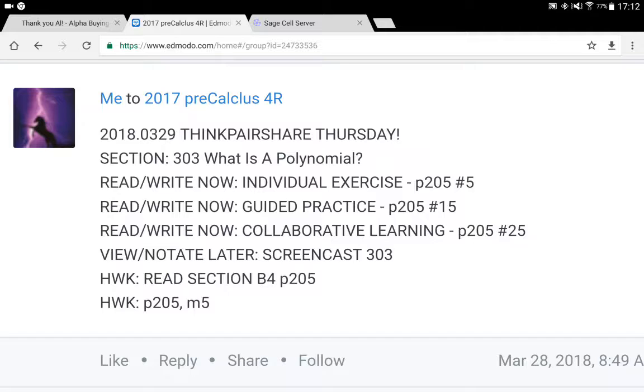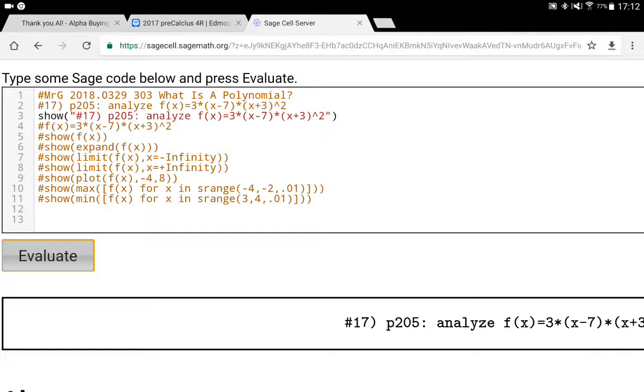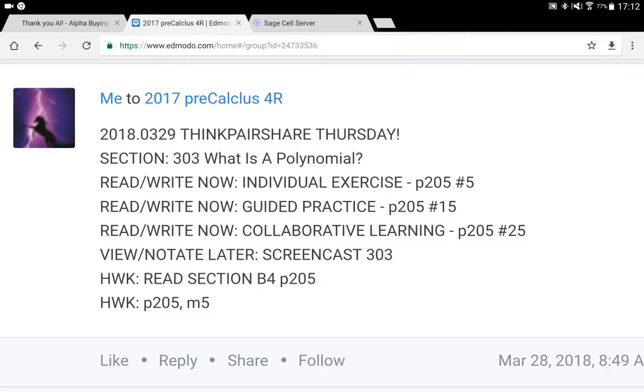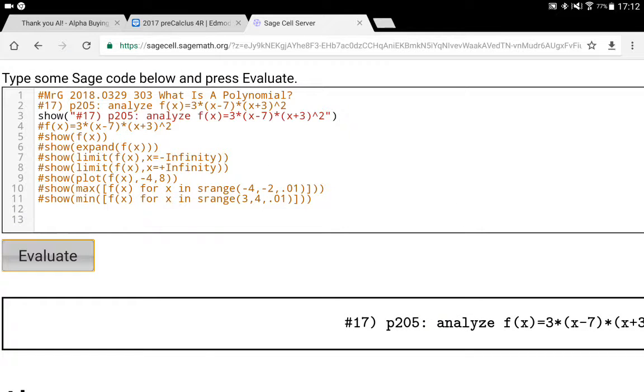What is a polynomial? This is section 3, chapter 3. This is question 17 from the homework, page 205. I think you had multiples of 5 tonight. Okay, so what were you given? Oh, you were given 3 roots.